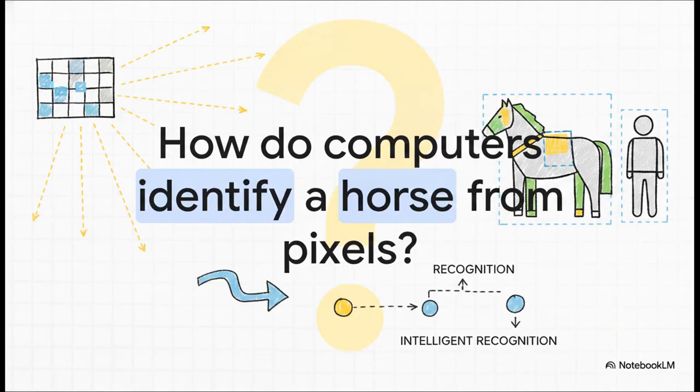I mean, think about this for just a second. How exactly does a computer go from staring at a completely blind grid of raw, meaningless pixels to instantly identifying, hey, that's a horse right there, and oh, right next to it, there's a rider, right? It's just a staggering jump, going from total mathematical noise to true intelligent recognition. And honestly, the way researchers actually pulled this off, it's nothing short of brilliant.